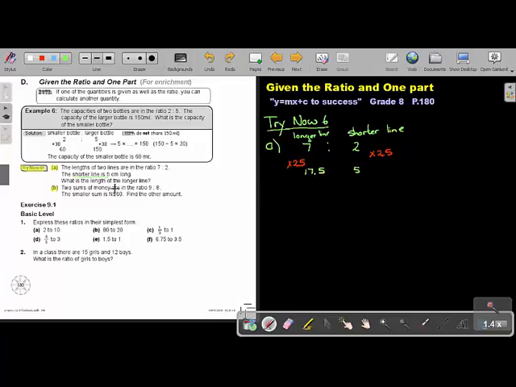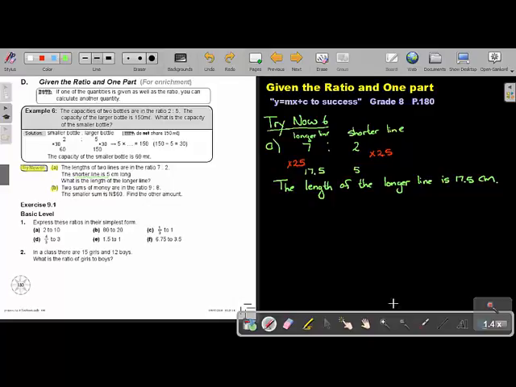It's a practical sum, so let's just end with a nice sentence. So the length of the longer line is 17.5 centimeters.